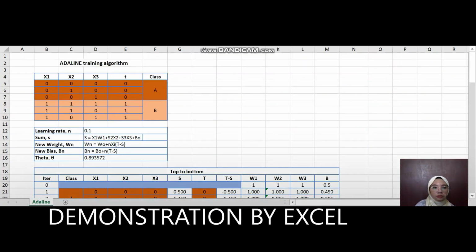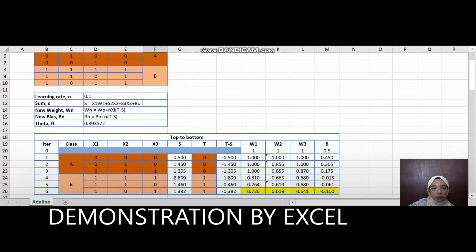So I want to talk about my answer for the Adaline training algorithm. This is our table. I just assume the target is 0 for A and 1 for B.